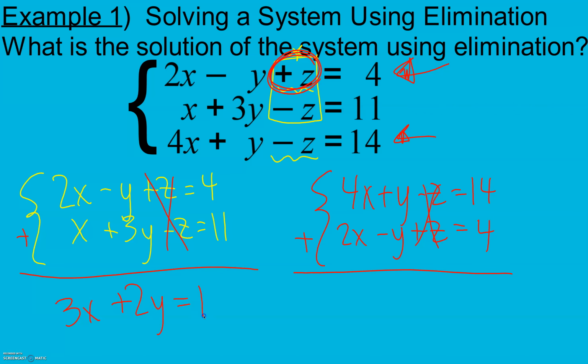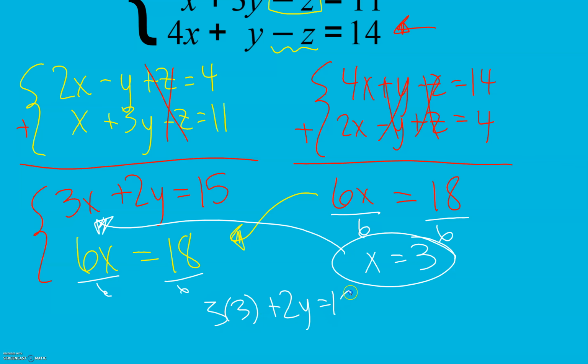I'm just going to rewrite everything that I have left. I've eliminated my z's. Now I have 2 equations with 2 variables. I can go ahead and solve here for x, or here for x. Either way, I know x is 3. Once I know what x is, I can substitute it in to find y. So here I'm going to have 3 times 3 plus 2y equals 15.